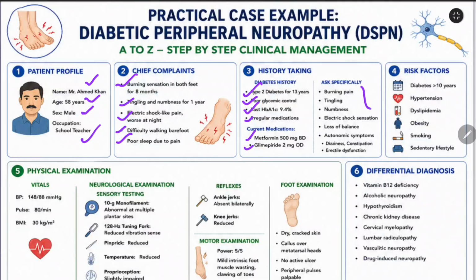So we should specifically ask about somatic and autonomic symptoms. Autonomic: dizziness, constipation, erectile dysfunction. Somatic: burning, tingling, numbness, electric shock, loss of balance. So these should be asked. Risk factors: diabetes for more than 10 years, hypertension, dyslipidemia, obesity, smoking, sedentary lifestyle.